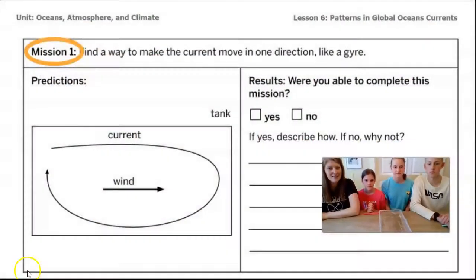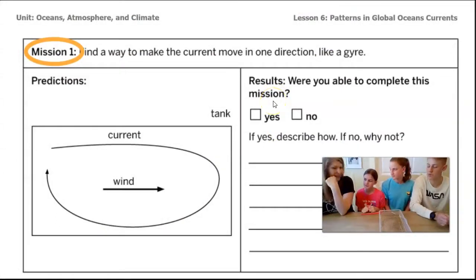Let's talk about what we just did. Do you think that we were able to complete this mission? Yeah, we were. So we could check off yes. And then if yes, describe how. And if no, why not? So when you first started blowing, Charlotte, you blew down the middle and we saw kind of a current forming along the bottom and also one along the top, right?